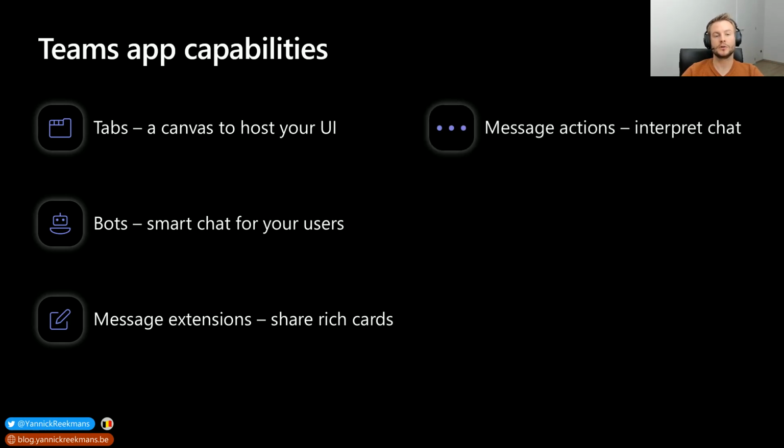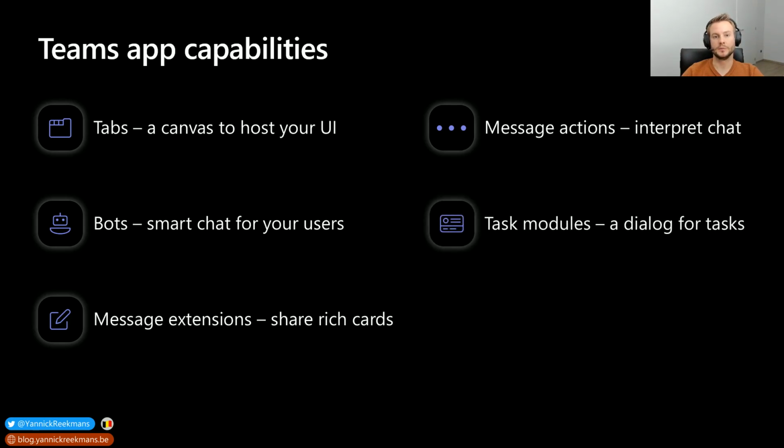And those are called messaging actions. They are used to interpret chat. You use them to send the text of the message to your web service, and your web service will respond with a task module or an interactive card with additional information.